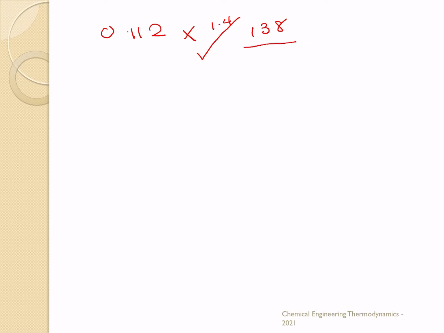So 138 divided by 690. If we had put 10 raised to the power 3 up and 10 raised to the power 3 down, they would have cancelled each other. So that's why that is not there.